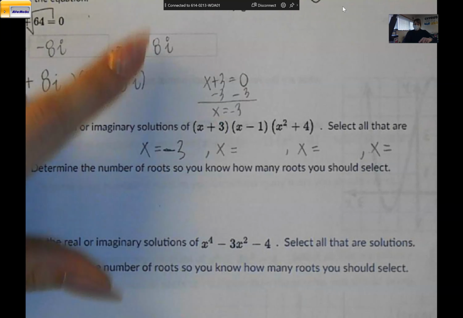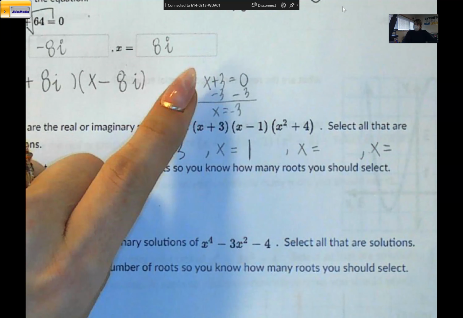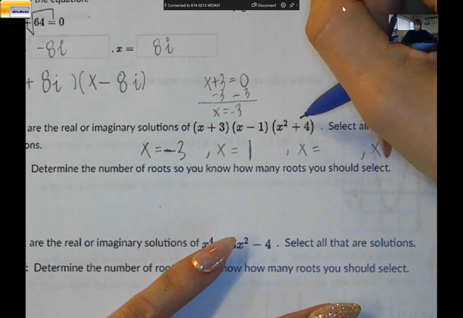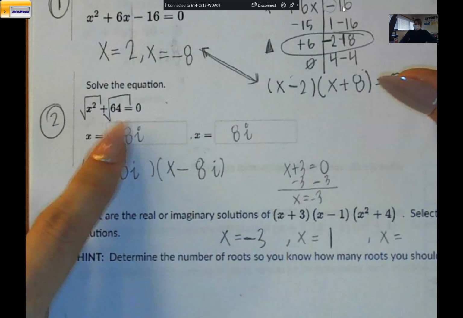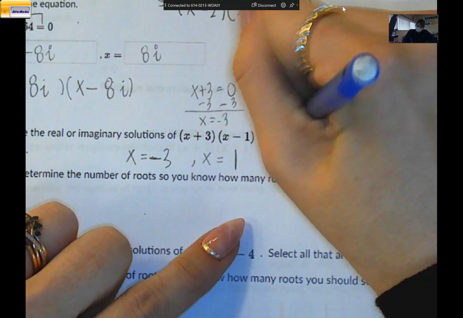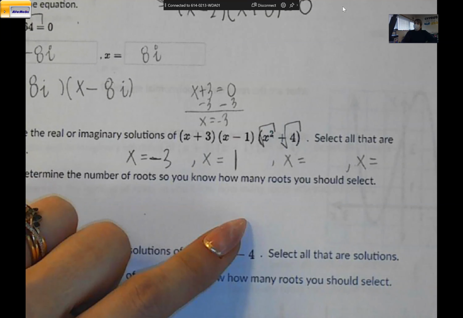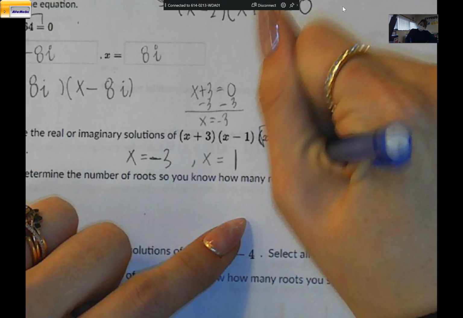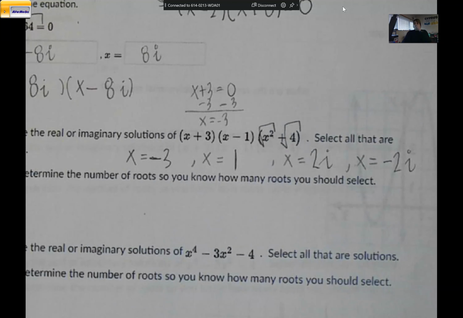So if we follow that same thinking, what is our solution for x minus 1? Positive 1. Now this guy's kind of tricking us because he's not factored, but he's exactly like this guy up here. He's an x squared plus a perfect square. So we root and root. What is the root of 4? 2i and negative 2i. Those are your solutions.